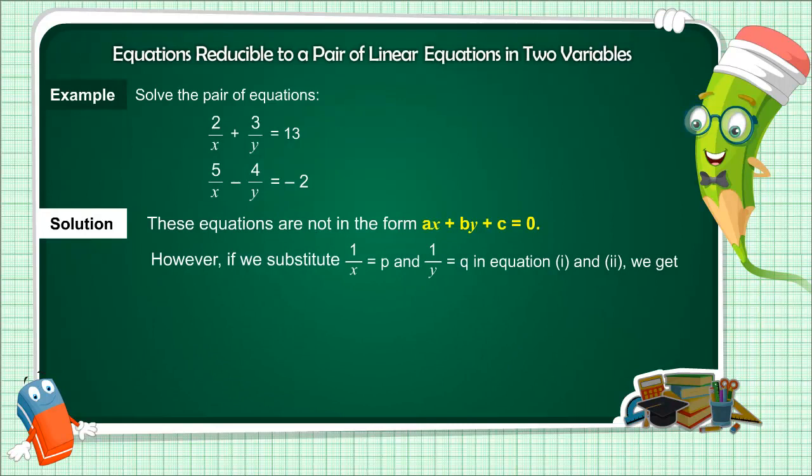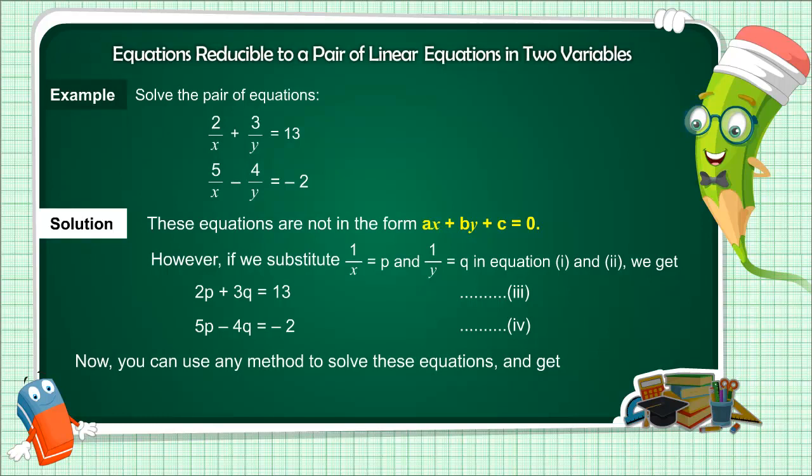These equations are not in the form ax plus by plus c equals 0. However, if we substitute 1 by x equals p and 1 by y equals q in equation 1 and equation 2, we get 2p plus 3q equals 13. This is equation 3. 5p minus 4q equals minus 2. This is equation 4. So, we have expressed the equations as a pair of linear equations. Now, you can use any method to solve these equations, and get p equals 2, q equals 3.